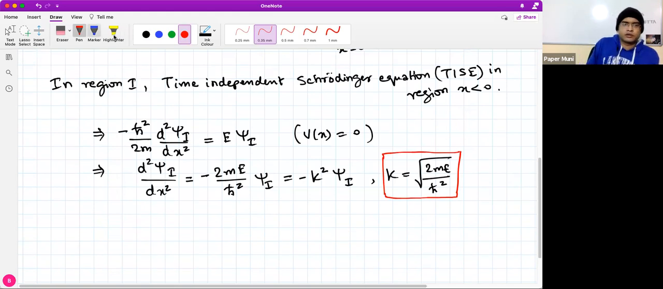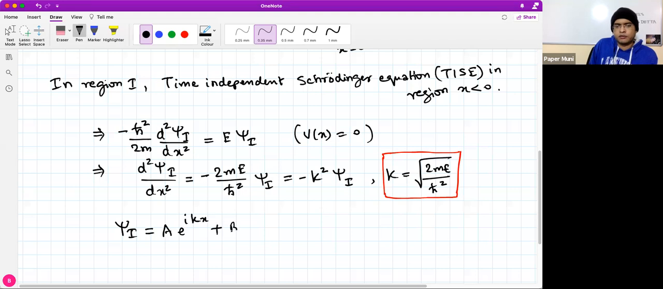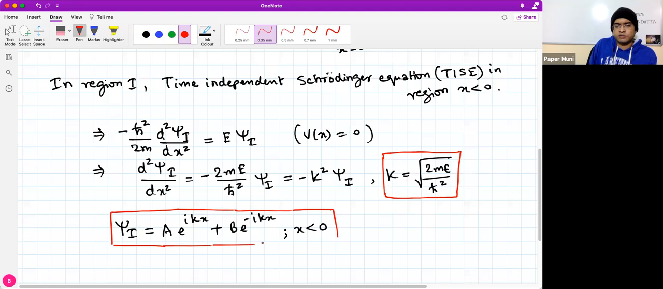We know the solution of this form of equation already, which is A e to the power i kx plus B e to the power minus i kx, in the region x less than 0. Now we'll start referring to these kinds of solutions in the classically allowed region. We term this solution as oscillatory, the form of the wave function is oscillatory.